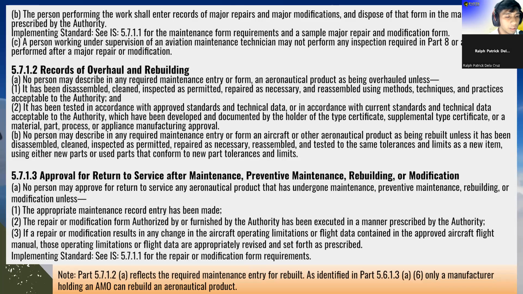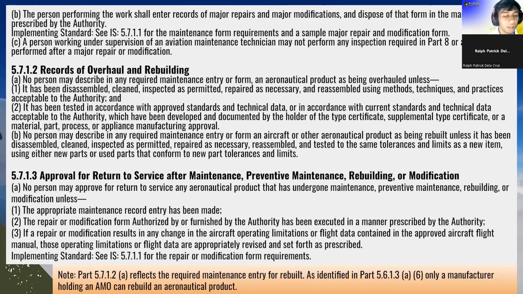Records of overhaul and rebuilding. No person may describe in any required maintenance entry or form an aeronautical product as being overhauled unless it has been inspected as permitted, repaired as necessary, and reassembled using methods, techniques, and practices acceptable to the authority. And no one may describe an aircraft or other aeronautical product as rebuilt in any required maintenance entry or form unless it has been disassembled, cleaned, and tested to the same tolerance and limits as a new item.